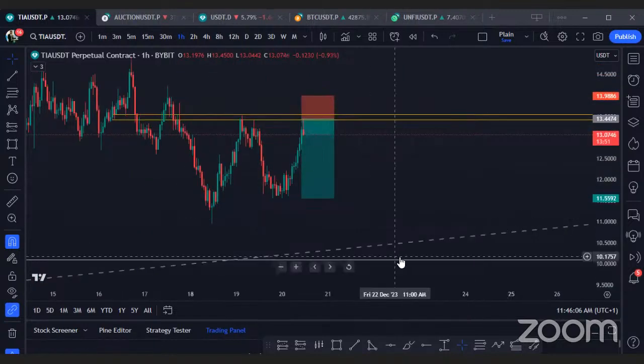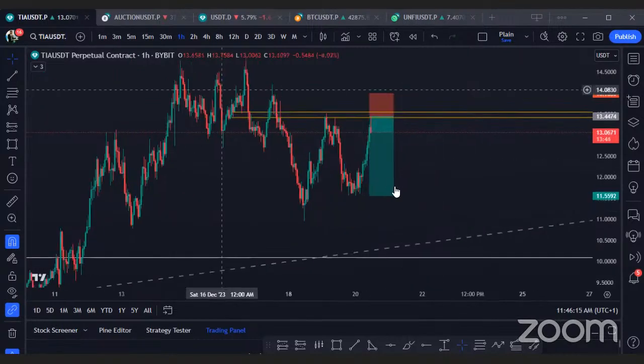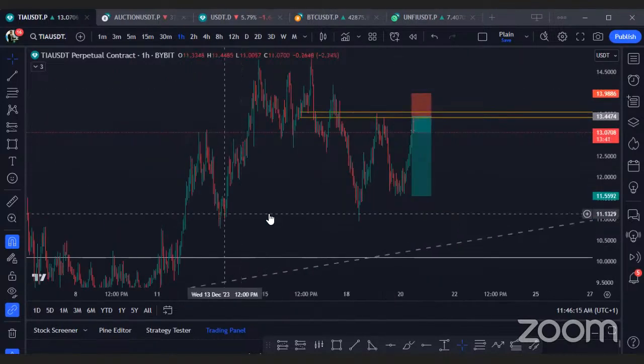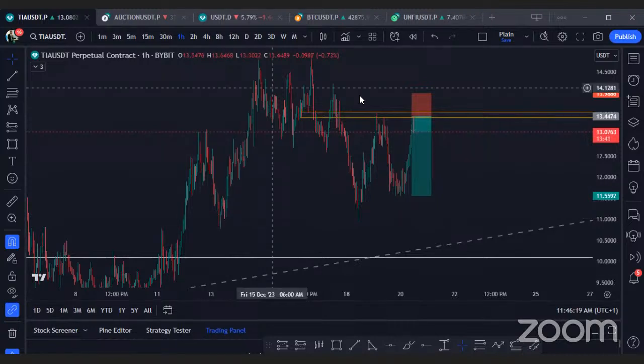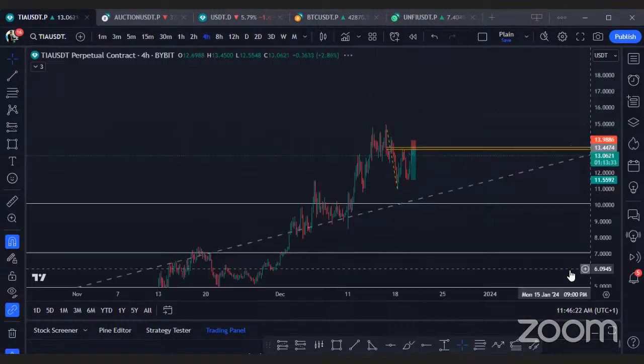It's 13.44. 382 is 10.1. Okay, yeah, 382 is 10.1. So if we get to 10.1, it could be a good area to buy to the upside. That's basically where I'm looking at buying TIA right now.